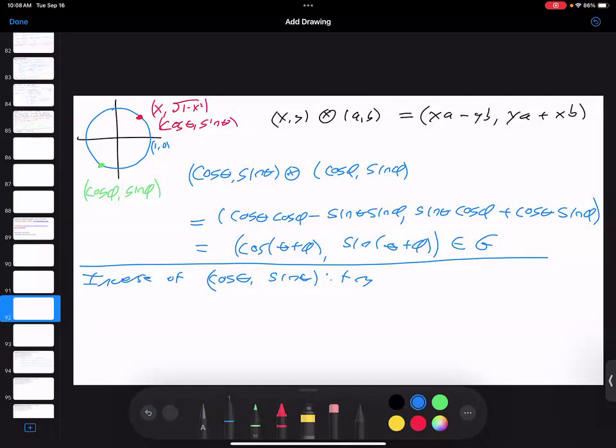So what should we try for the inverse? We want to try cosine phi, sine phi, and we need theta plus phi to be 0, as that gives cosine of 0, sine of 0, which is 1, 0, which is our identity. So if we're trying to figure out what to try for the inverse, we need to find a phi such that theta plus phi is 0. So if I give you theta, what should phi equal?